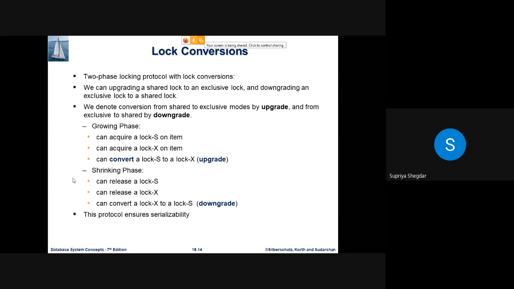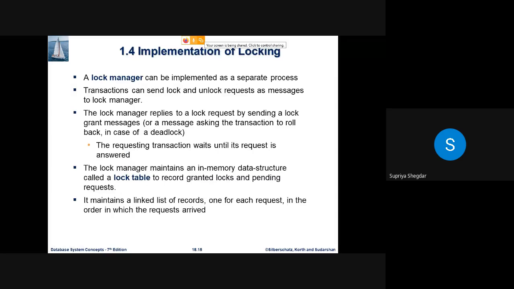And remember that in the growing phase, whenever we are acquiring the lock, at that time only we can convert the shared mode lock to the exclusive mode lock. And in the shrinking phase, whenever we are releasing the lock, at that time we can convert the exclusive mode lock to the shared mode lock. So that is nothing but the downgrade.